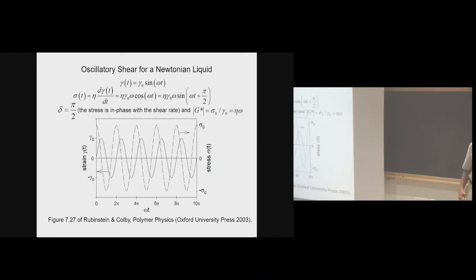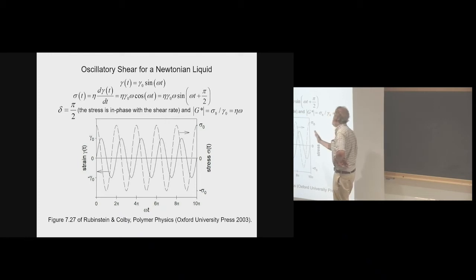Whereas if we deal with the Newtonian liquid, what happens? The Newtonian liquid doesn't care about strain. It cares about strain rate. And so we need the time derivative of the strain, which is cosine, and that's going to oscillate exactly pi over 2 out of phase. So in the first one, the Hookean solid, delta is 0. In this case, delta is pi over 2. And more generally, delta can have any value between 0 and pi over 2.